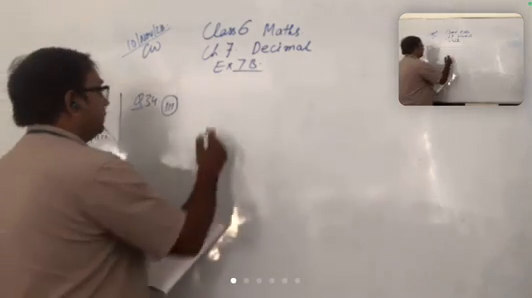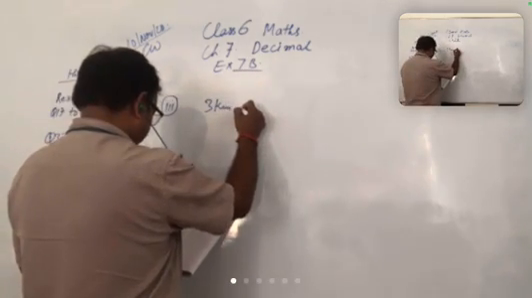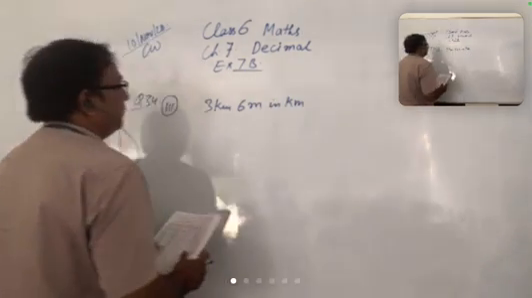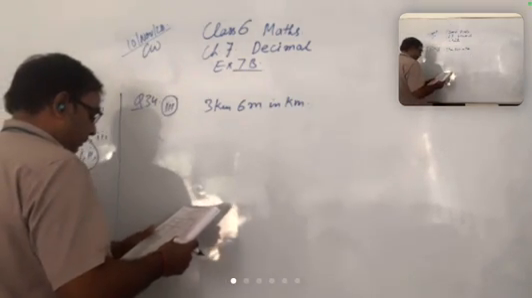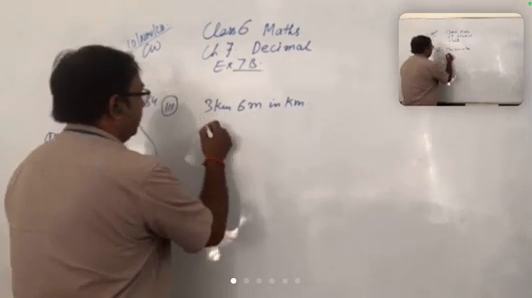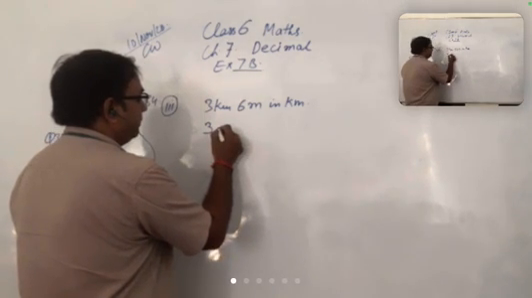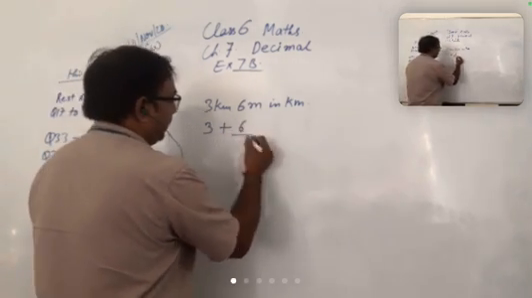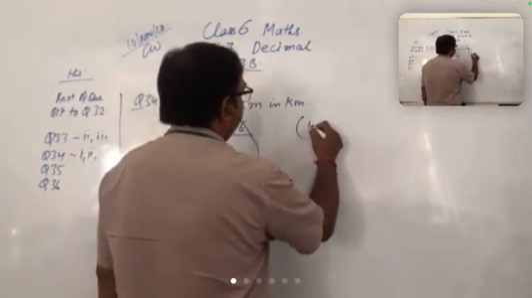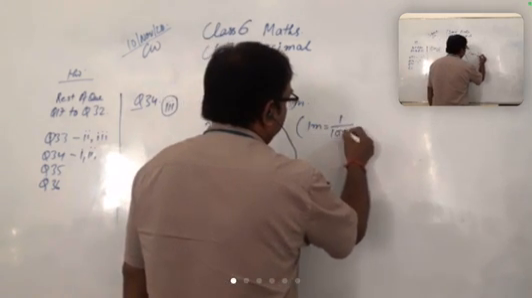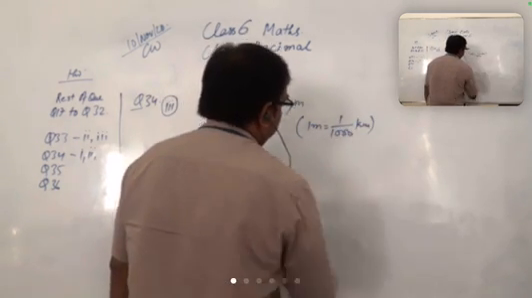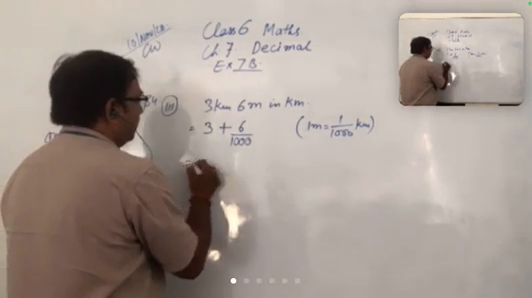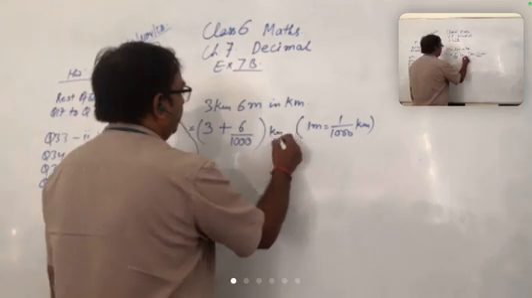Now the third part is 3 kilometer 6 meter into kilometer. Then we have to write 3 plus 6 upon, let's see what comes. 1 meter is equal to 1 upon 1000 kilometer. So it will be 1000, and this whole is now in kilometer.